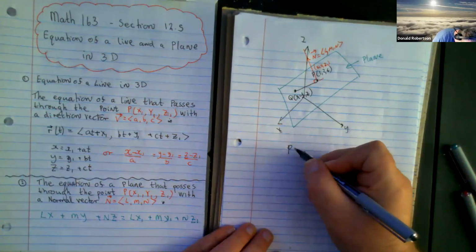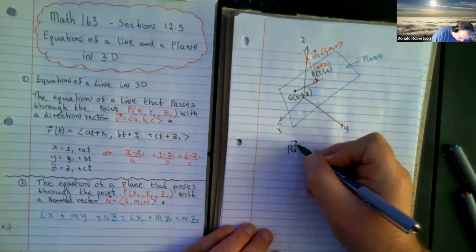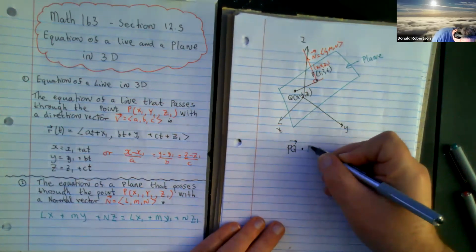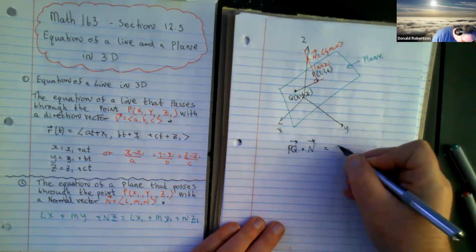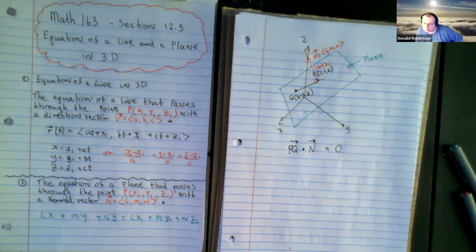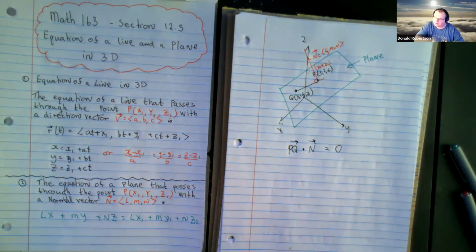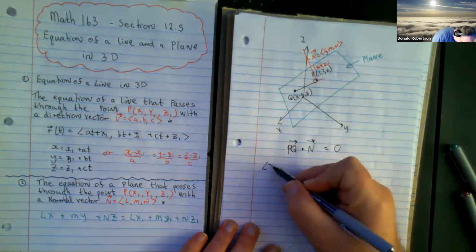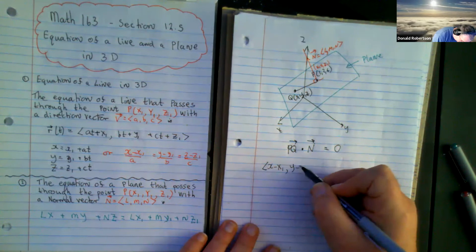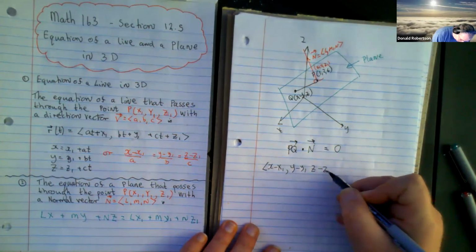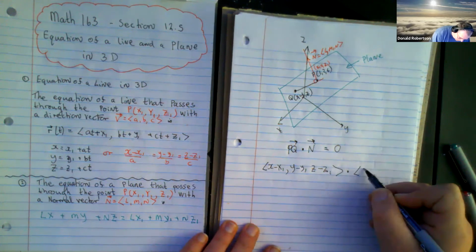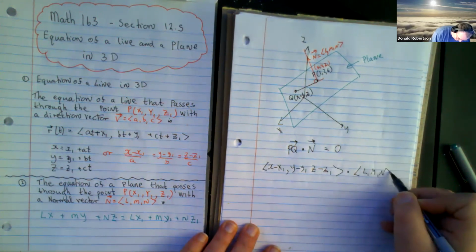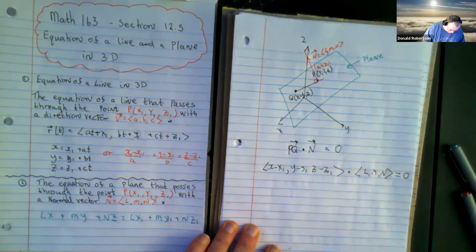Now, if you do the vector PQ and you do a dot product with N, won't you get 0? Because if you take any point on the plane, won't PQ be orthogonal to the N? Does that make sense? If you draw any line on the plane, isn't it going to be at right angles to that normal guy, no matter where you put it? Now, PQ is going to be x take away x1, y take away y1, z take away z1, and the normal vector is L, M, N, and that dot product is 0 because they're orthogonal.